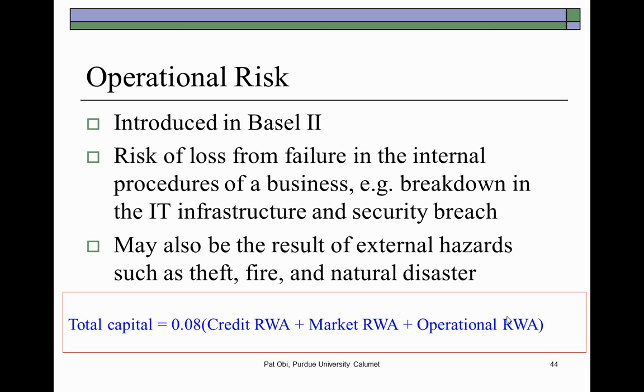But now, moving into Basel II, we introduce operational risks as well, so that now we extend the model to be 8% of not only credit risk weighted assets and market risk weighted assets, but also operational risk weighted assets. The specific ways that these are calculated are widely discussed in the literature as well as in textbooks dealing with risk management.